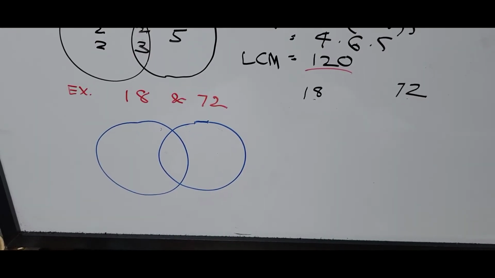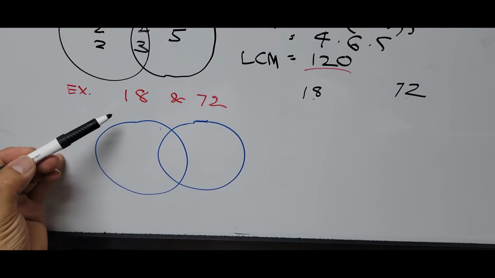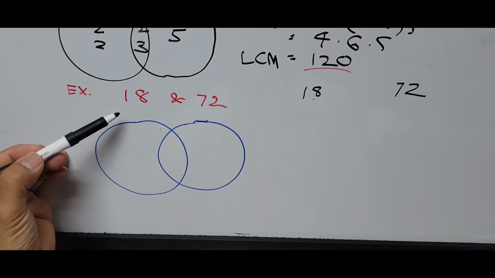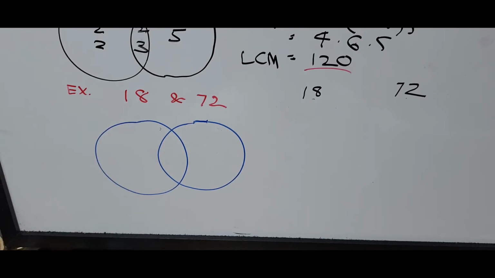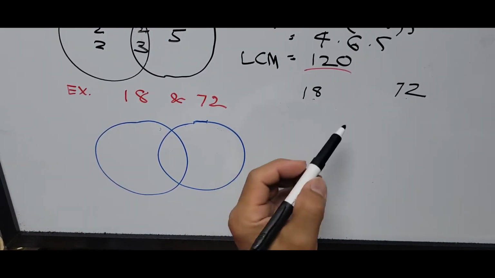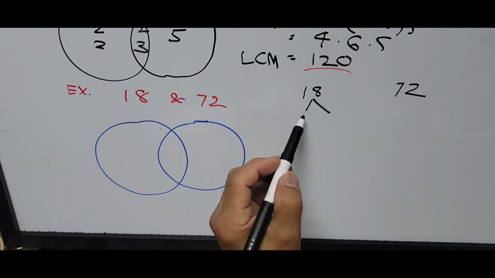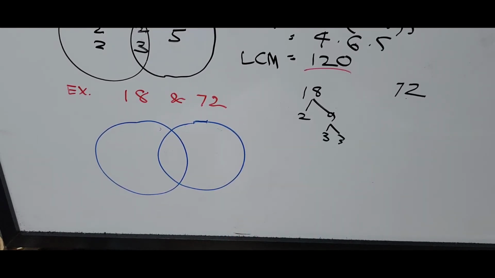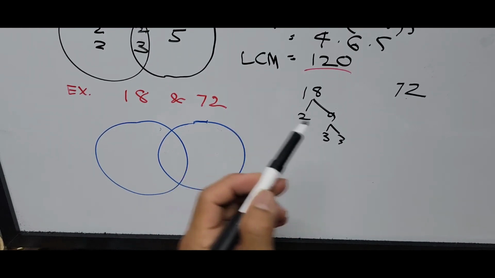So we have another example over here. We have two numbers, and we're trying to find the least common multiple of both numbers: 18 and 72. Let's start with factoring the number 18. That's 2 and 9, and 9 is 3 and 3. Those are the prime factors. 3 times 3 is 9, times 2 is 18.